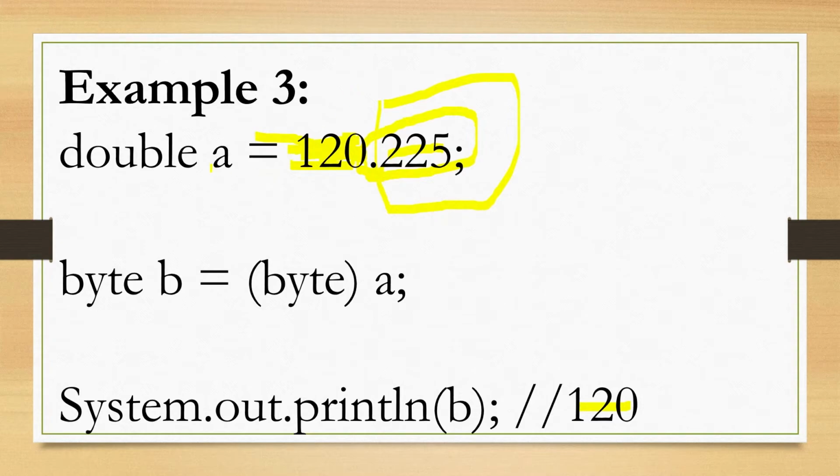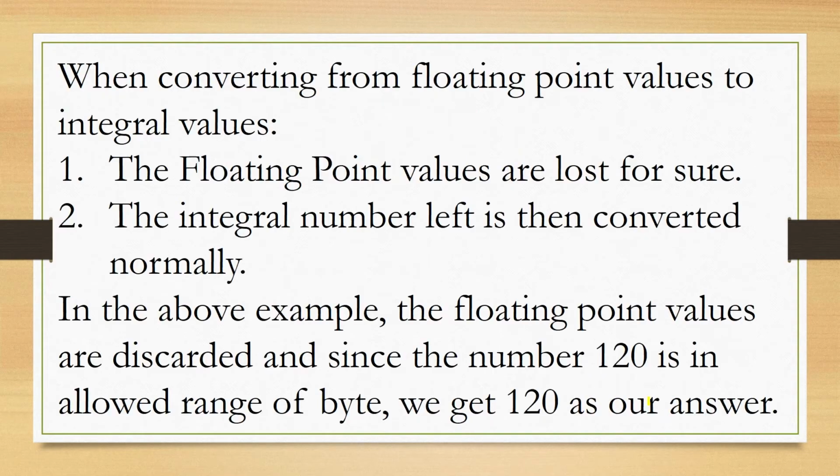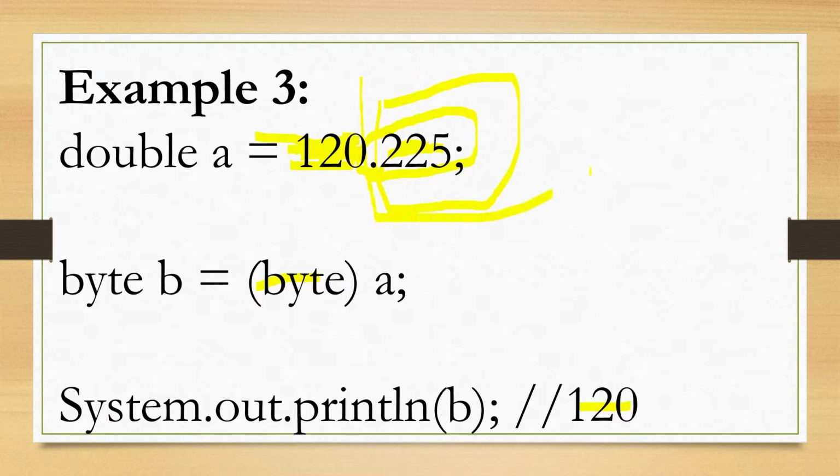Now we will consider this. Here we have a double variable a, and the value of this is 120.225, and this value is being converted into byte and then printed. When converting from floating point values to integral values, there are two points to be kept in mind. The floating point values are lost for sure. So this 0.225 will be lost for sure. There is no way of retaining these values when converting from floating point to integral values.